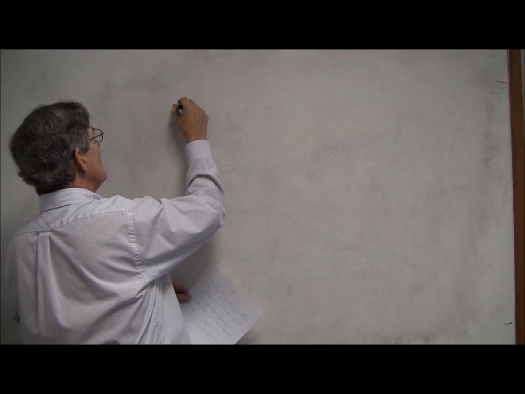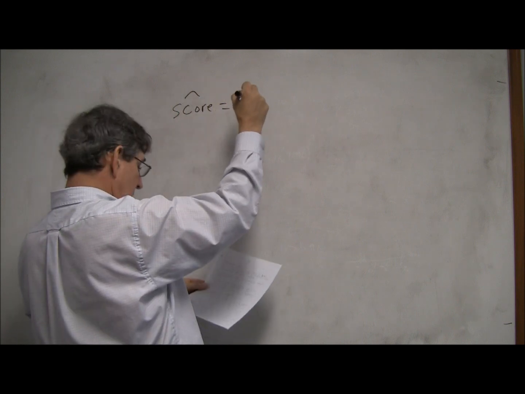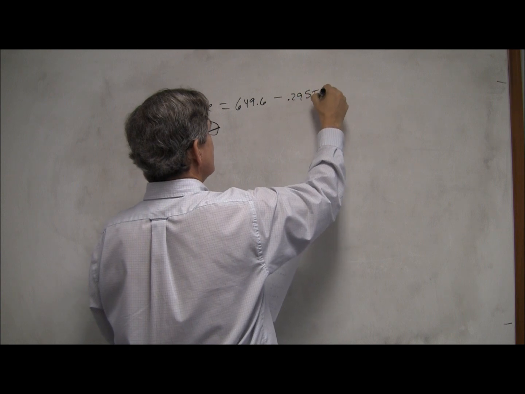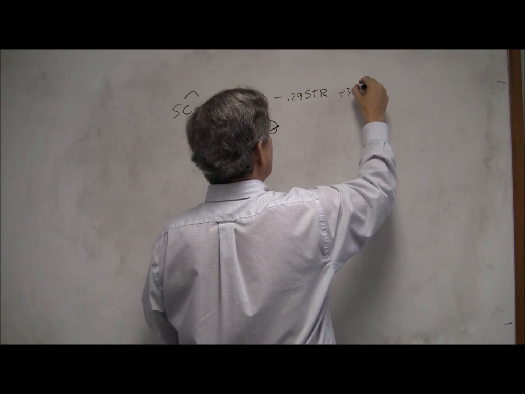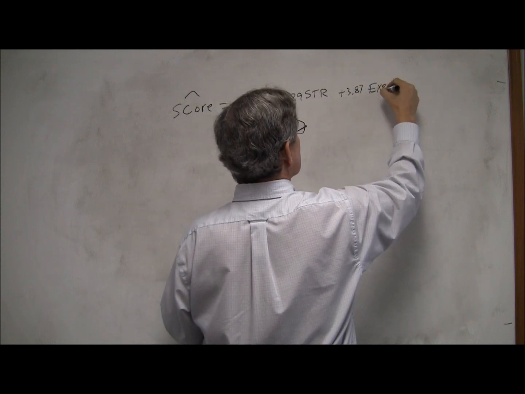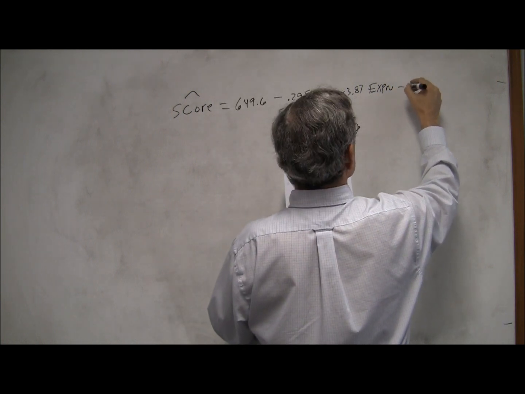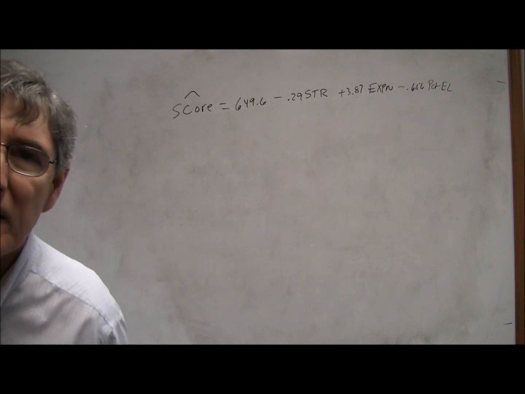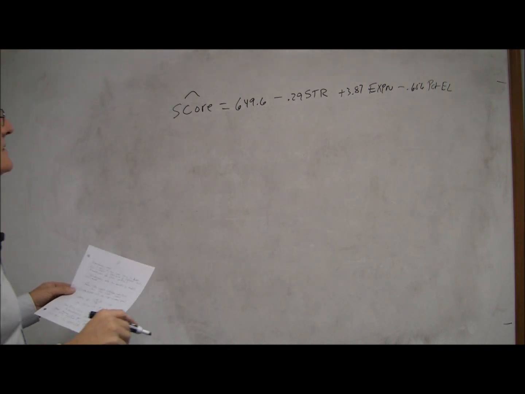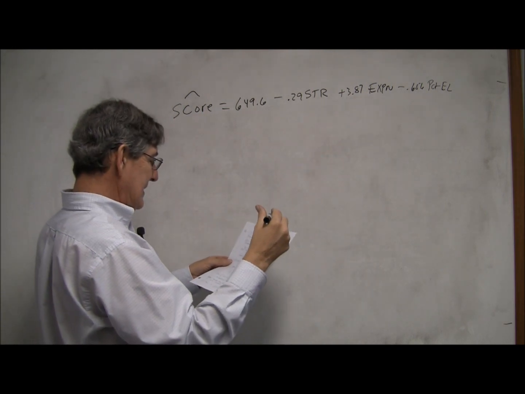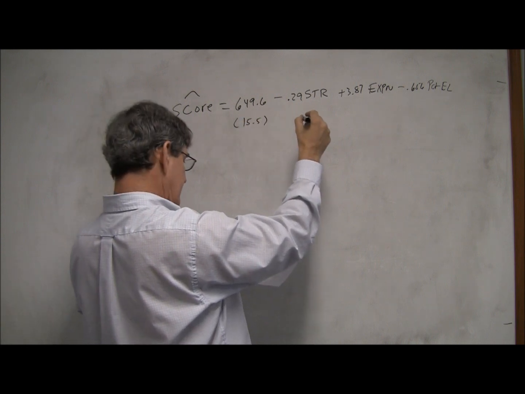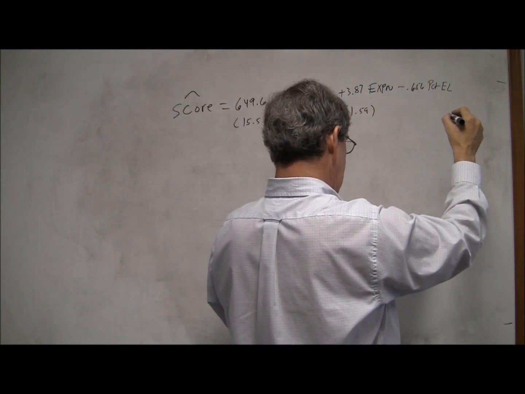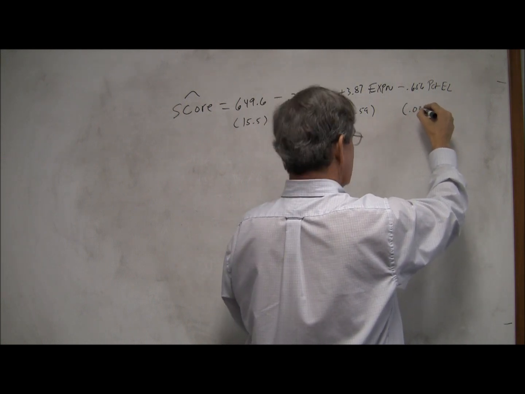And so we estimate this model with another variable in it, score hat equals 649.6 minus 0.29 times the student-teacher ratio plus 3.87 times expenditures per student minus 0.656 times percent English learners. Make sure you can see that whole thing there. I think you can. And then it's not exactly parallel. Oh well. And then the standard errors are 15.5, 0.48, 1.59, and 0.036. Is that a 6? 32.